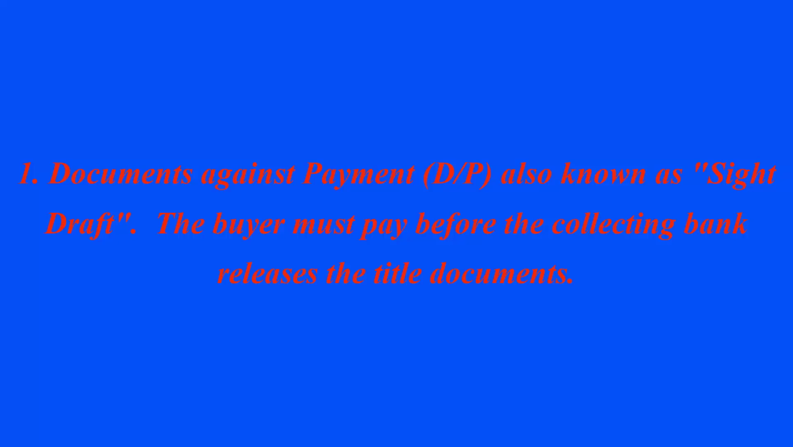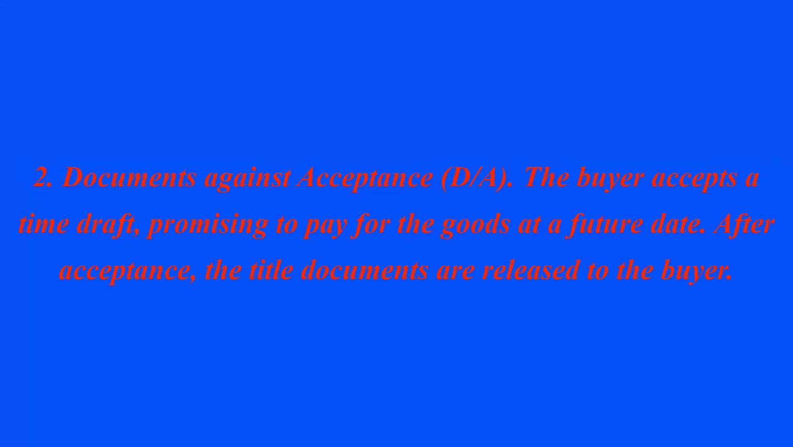Number 1, documents against payment (DP), also known as sight draft. The buyer must pay before the collecting bank releases the title documents. Number 2, documents against acceptance (DA). The buyer accepts a time draft promising to pay for the goods at a future date. After acceptance, the title documents are released to the buyer.